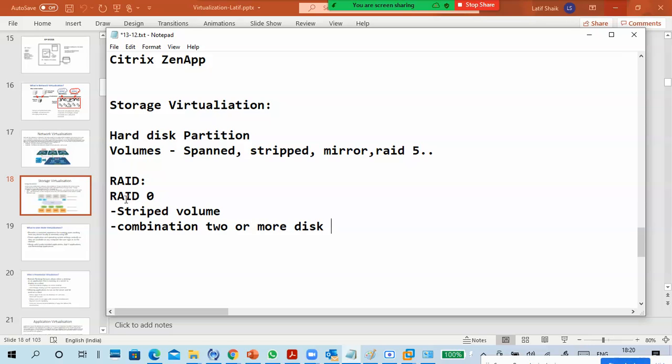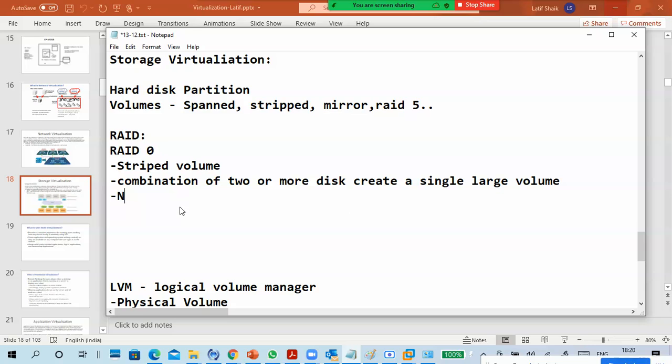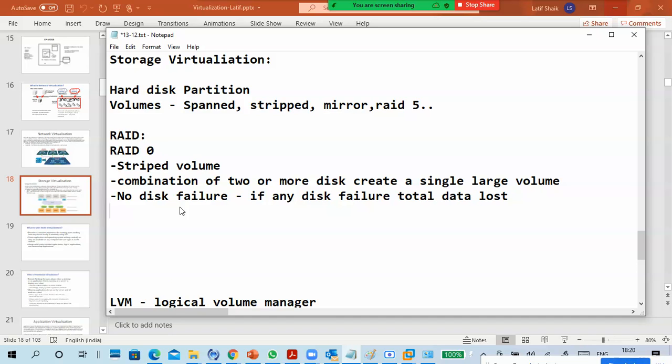Combination of two or more disks to create a single large volume. Okay, so that is RAID 0. There is no disk failure tolerance, meaning if any disk fails, there is total data loss. Total data loss means no one can access the data. No parity.